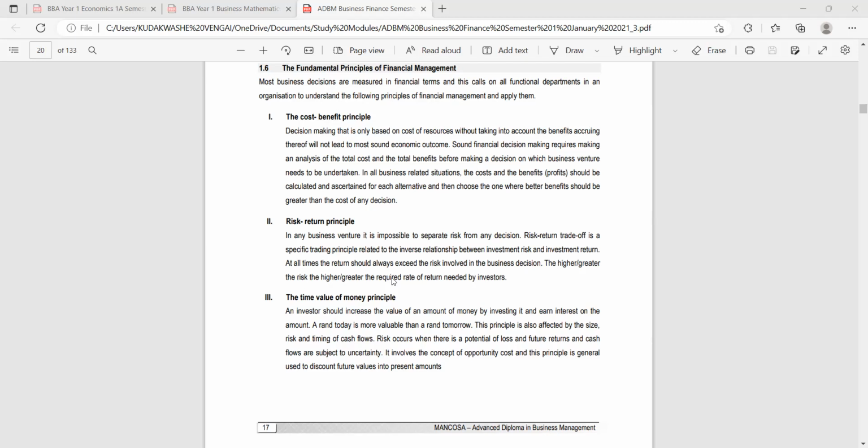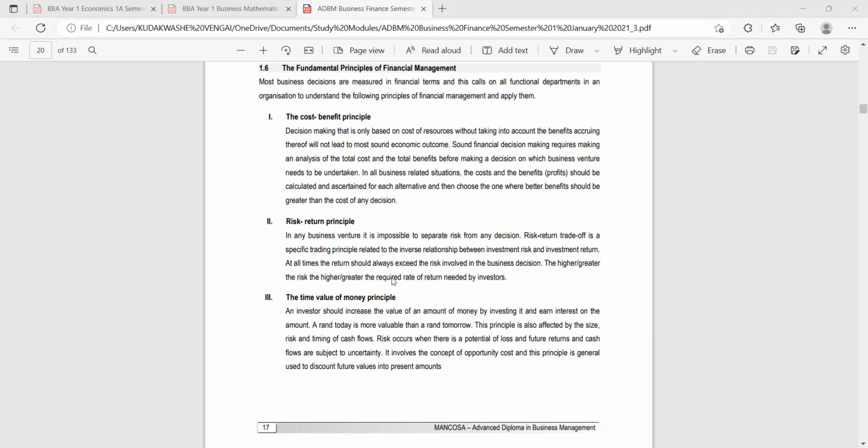But according to the risk return principle, we are saying that wherever you are making a decision, there is a risk. And what is the risk when you're looking at clothes? The risk is the consumers will not like the style and they will not buy your clothes. So as a finance manager, you need to make sure that whatever clothes that you're buying, the risk is not too much, that people will like them, that people will buy them. Because although the cost and the benefit are okay, if the risk is too high, then it's not worth getting into that particular business.